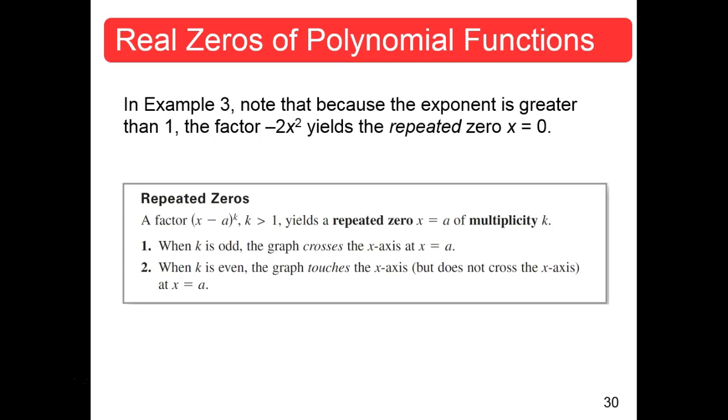When k is odd, it touches, but hangs around there as long as it's greater than 1. If it's 1, it just crosses. But if it's greater than 1, it hangs around there a little bit longer, but then it winds up crossing. The higher that is, the longer it hangs around there, but it always crosses. The higher this k is, the longer it hangs there, but it always goes back. It touches, but does not cross. Same principle held for your multiplicities as it held for your parent functions.